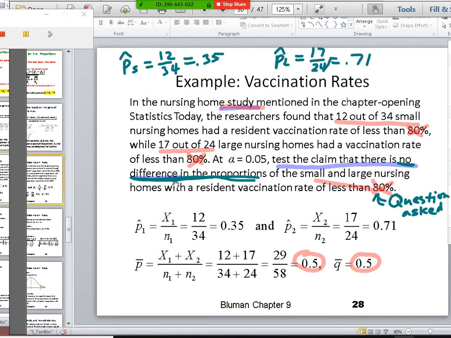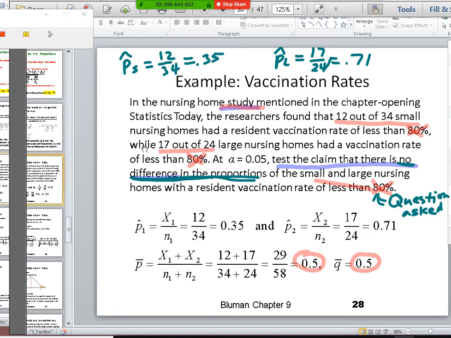So we're testing the claim that there is no difference. That means my claim is no difference. Let's take a look here. Our small nursing homes, small, is 12 out of 34. So that's my p-hat for the smalls: 12 out of 34, 0.35.